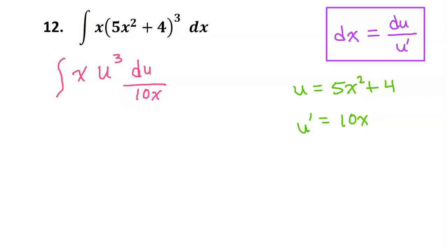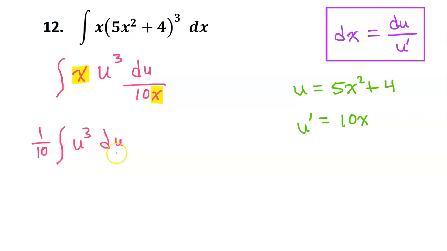Now, what will cancel out? So you see we have the x here in the denominator, and that will cancel out that x. Be careful, we still have the 10 here in the denominator. So this will come to the front as 1 over 10 because it is in the denominator. So on my next step, I'm going to write 1/10 in the front, and the x is gone, so I have u to the 3rd power du.